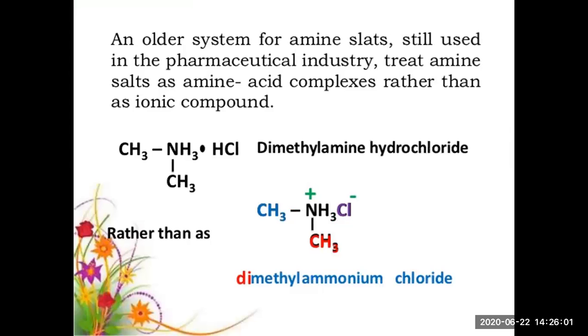An older system for naming amine salts is still used in the pharmaceutical industry. It treats amine salts as amine-acid complexes rather than as ionic compounds, for example dimethylamine hydrochloride rather than dimethylammonium chloride. So different salts are used in the manufacturing of drugs and different types of medicines, and the pharmaceutical industry puts its own nomenclature on them.